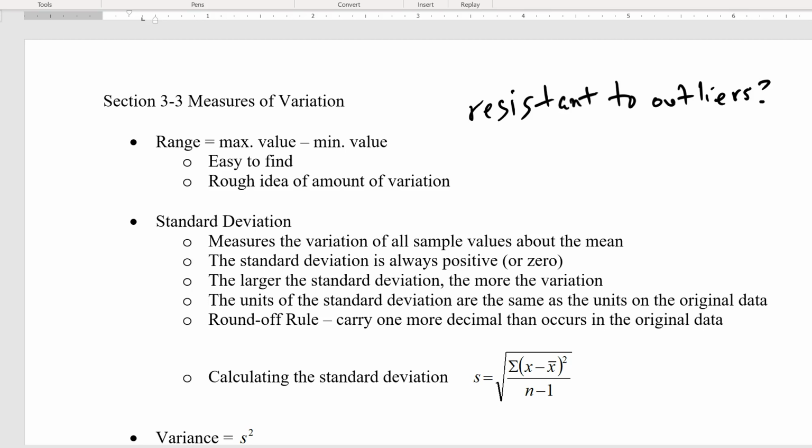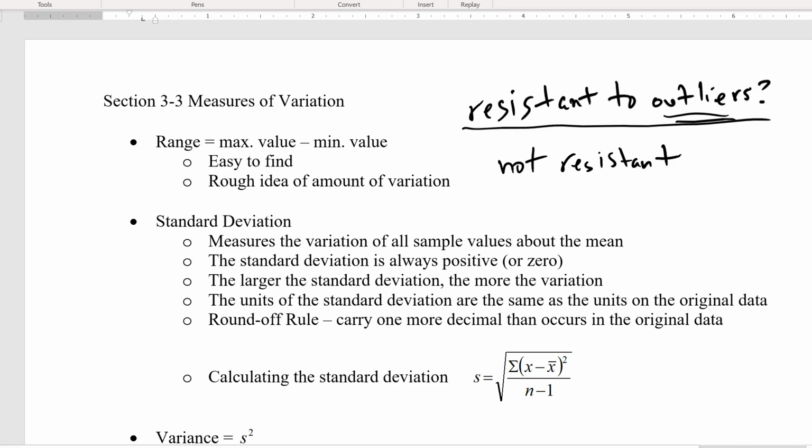So when I'm talking about the range, I am taking the max minus the min. So is that resistant to outliers? Well, short answer is no. Why? Well, if I'm calculating the range, if we have an outlier, it will either be the max or the min. It will be one of those extreme values. So range is not resistant. It is affected by outliers.